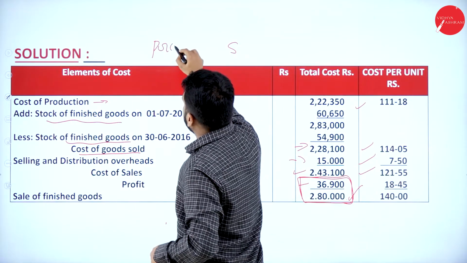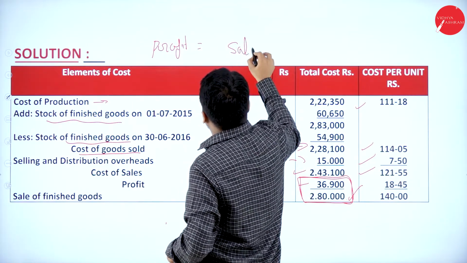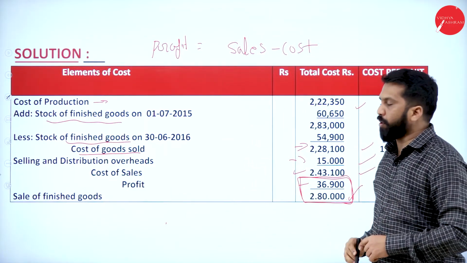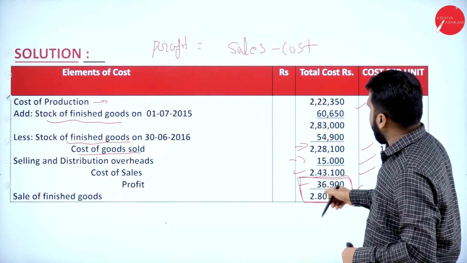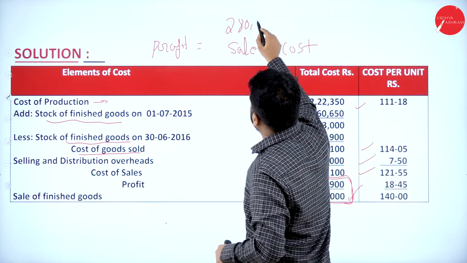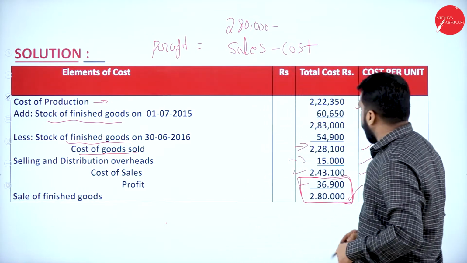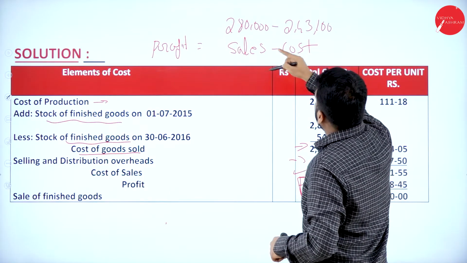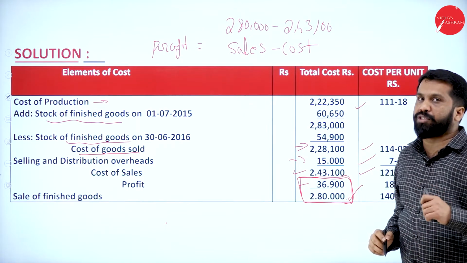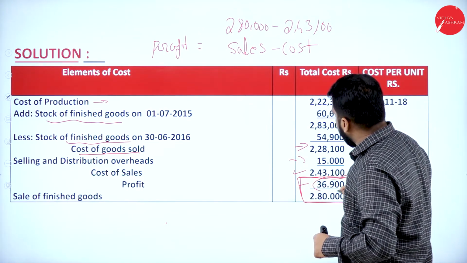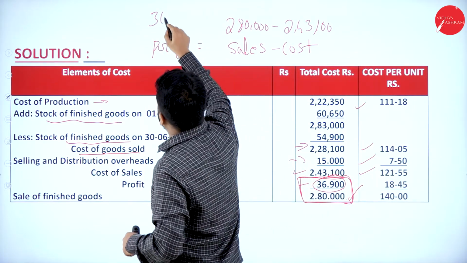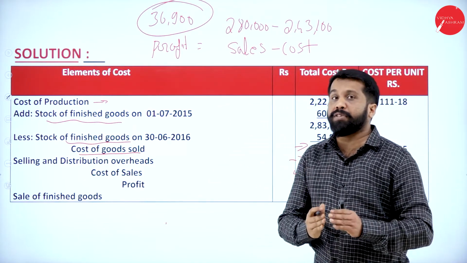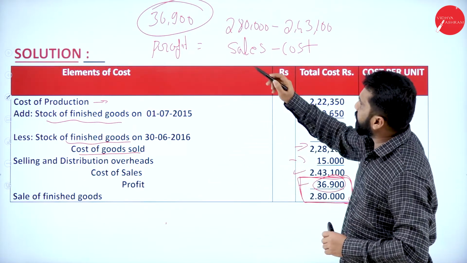Profit is equal to sales minus cost. Sales minus cost is equal to your profit. What is your sales? 2,80,000. Right? What is your cost? 2,43,100. 2,80,000 minus 2,43,100. How much did you get? You got around 36,900. 36,900 is your profit. Any doubt? Hopefully there is no doubt. What is your final answer?